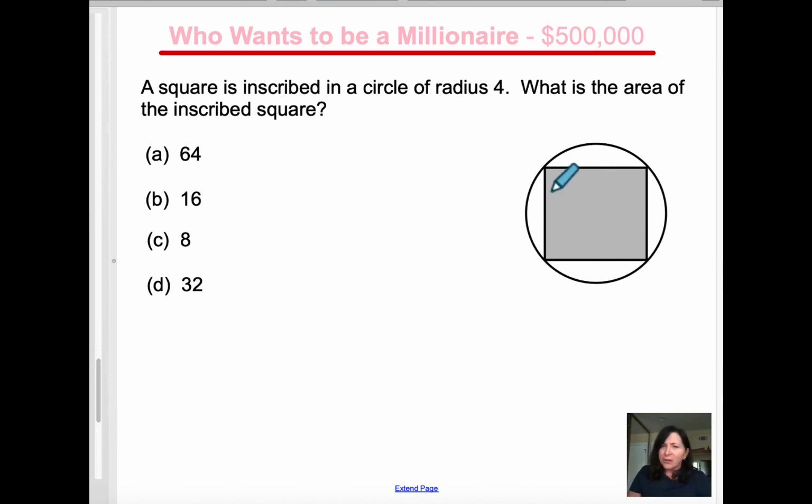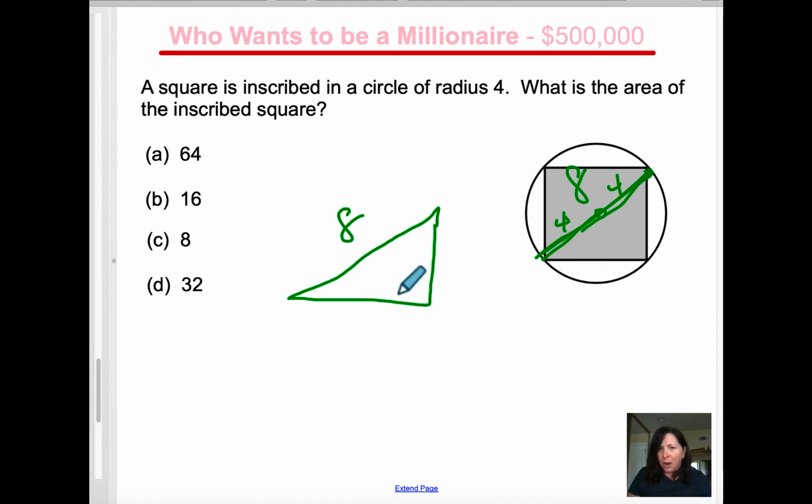A square is inscribed in a circle. The circle has a radius of 4, which basically means that the length of my diagonal in my square is going to be 4 plus 4, or 8. So what they're asking me is, what is the area of this square? Well, the area of a square is side squared, but we don't know the side, but we do know these sides are equal.